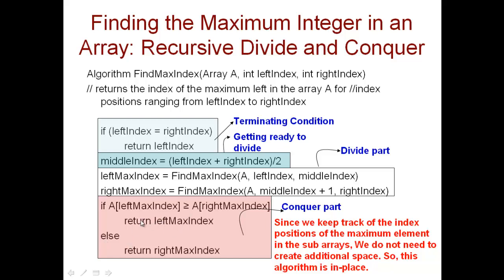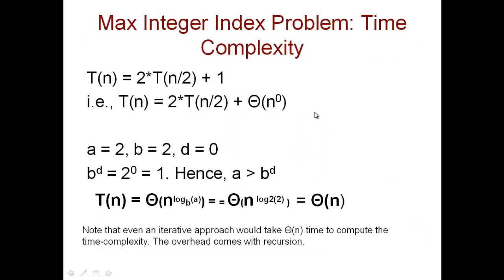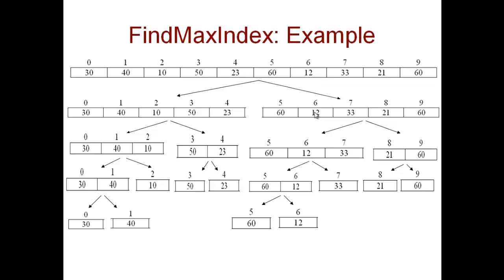Now else, that means A of left max index is less than A of right max index. So it means the element on the right side is the maximum. So we return the right max index as the index where the maximum element is for this entire range from left index to right index. So that's what we do recursively and find the overall maximum.